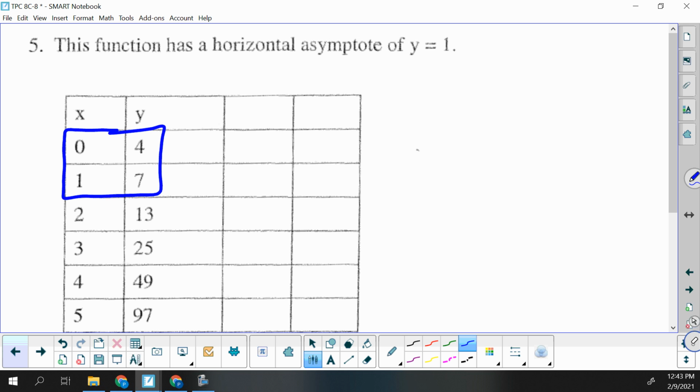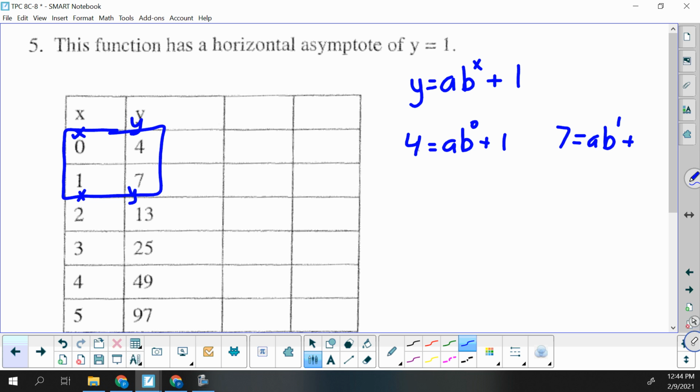On the homework, we won't know if it's linear or exponential, so you got to do the entire table. But again, because they told us we have an asymptote here, it means we're going to be in the form y equals a times b to the x. And because we have a horizontal asymptote at +1, we'll just have a +1 on the end. Here's our x's and y's that we will sub in. So we'll have 4 equals a times b to the 0 plus 1. And 7 equals a times b to the first plus 1.